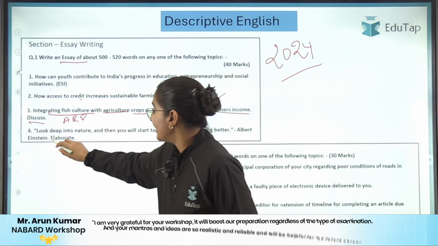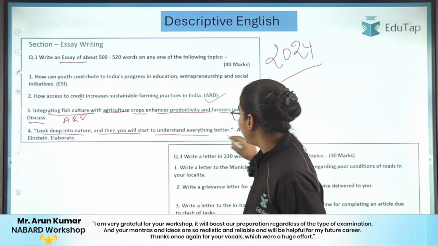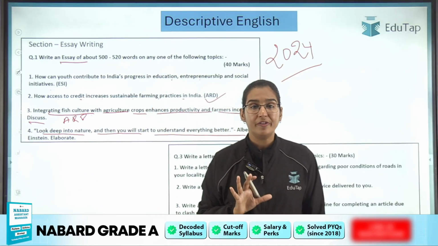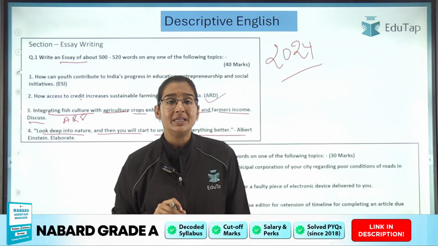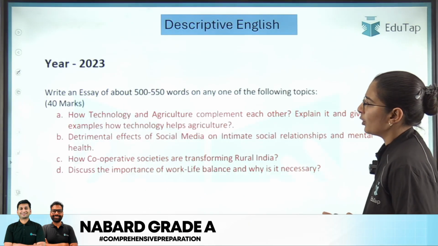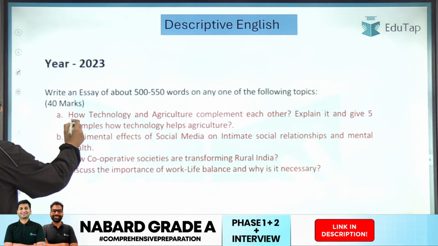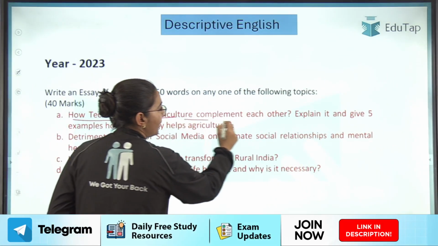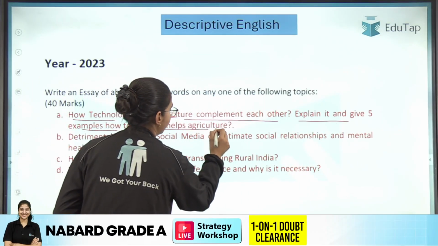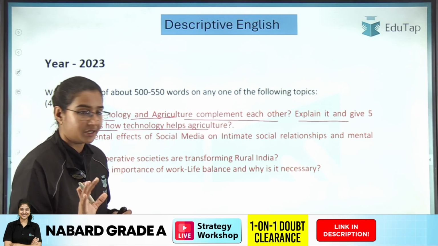Then the fourth topic is: look deep into nature and then you will start to understand everything better. Albert Einstein. Now, this is one topic which is a bit philosophical in nature. But students, let me show you the 2023 paper also. In the 2023 paper, the question was like this: how technology and agriculture complement each other. Explain it and give 5 examples of how technology helps agriculture. A question directly from the farm and agriculture engineering chapter.